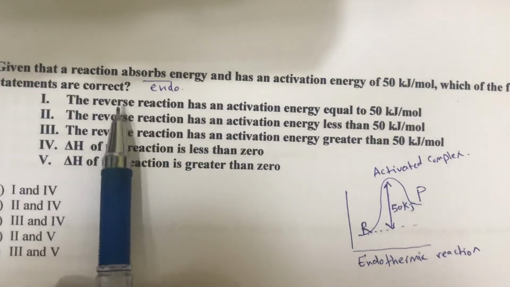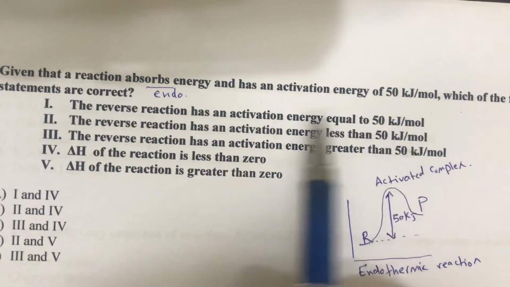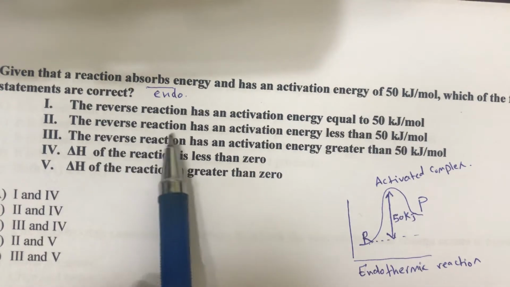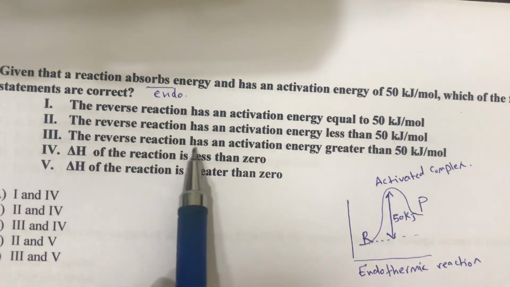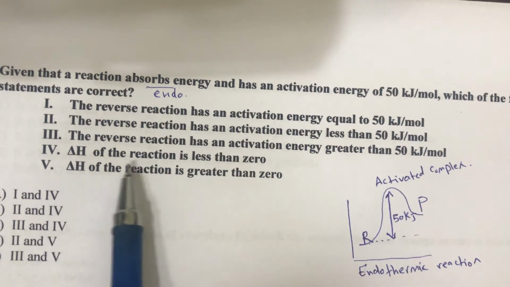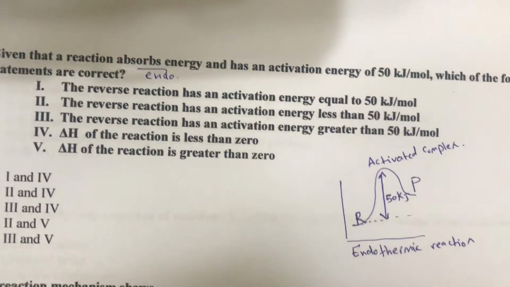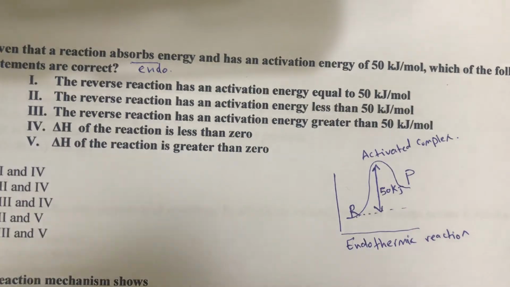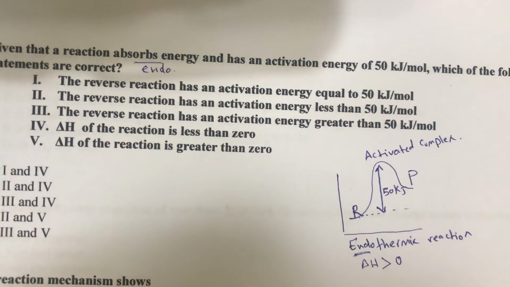Now, the reverse reaction has an activation energy equal to 50. The reverse reaction has an activation energy less than 50. The reverse reaction has an activation energy greater than 50. And delta H of the reaction is less than 0, and delta H of the reaction greater than 0. For endothermic reaction, delta H greater than 0. So here, this is the correct answer.